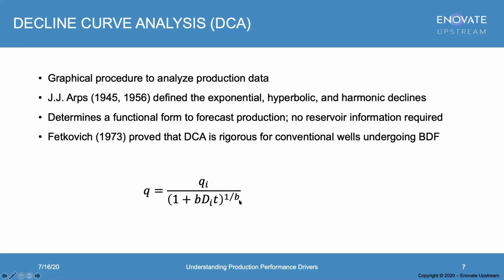About this parameter b, I bet you have heard about it a lot in the industry, the b factor. What is the b factor? The mathematical proof is beyond the scope of this presentation, but trust me, when b tends to 0, this becomes the exponential function. When b equals 1, this is just harmonic decline, and when b is greater than 0 and less than 1, it is the hyperbolic decline that we have heard a lot about.